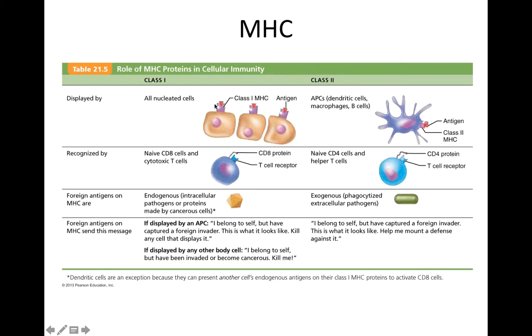Cytotoxic T cells recognize MHC1. Helper T cells recognize MHC2. Now, going back to what we've talked about, we know that intracellular pathogens are going to be targeted by cytotoxic T cells. Therefore, the antigens that would normally be displayed in class 1 are generally endogenous or intracellular, because they are asking the cytotoxic T cell to do something about it. The exogenous or extracellular pathogens are what are going to be displayed on your class 2.